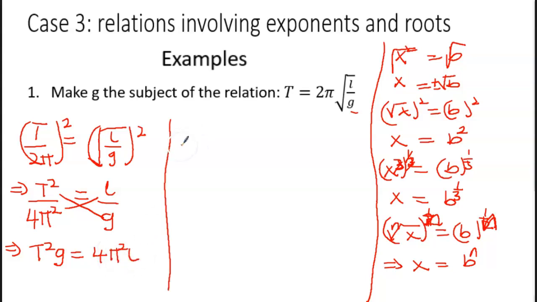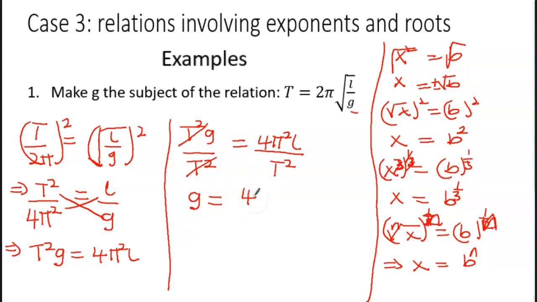Always keep in mind the variable that we want to make the subject. I want to make g the subject, so we can divide both sides by t squared. Square will cancel t squared, so g can stand alone: g equals 4 pi squared L on t squared. That is our answer. Let's look at the next example.